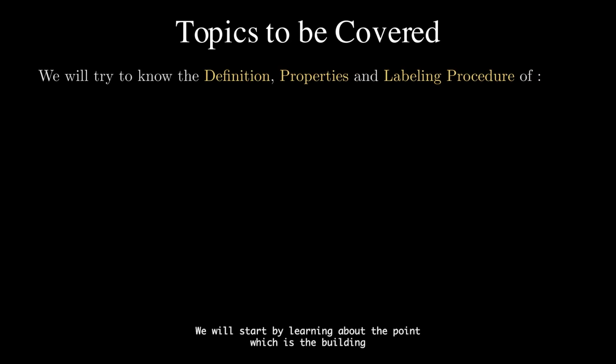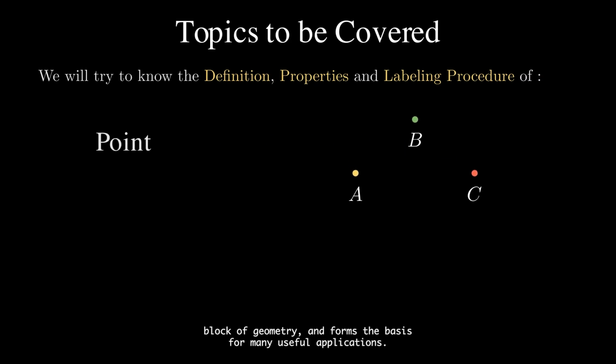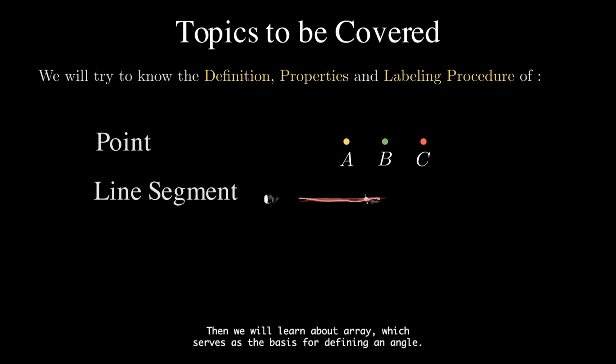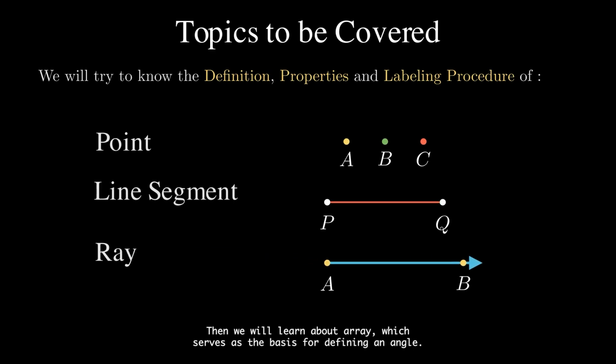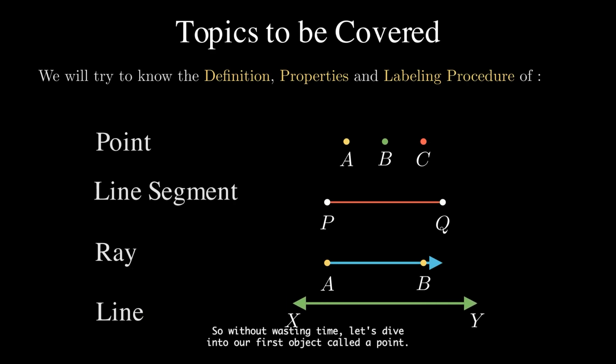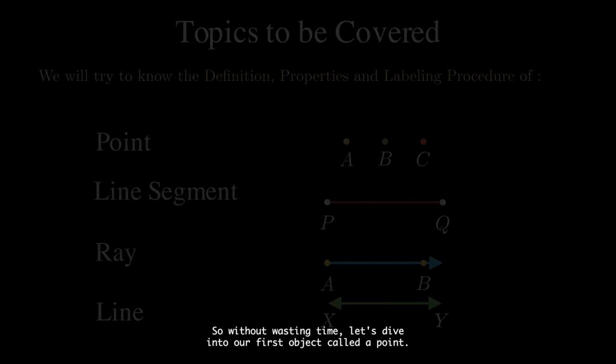We will start by learning about the point, which is the building block of geometry and forms the basis for many useful applications. Next, we will study line segments. Then, we will learn about a ray, which serves as the basis for defining an angle. Finally, we will understand what we mean by a line in a plane. So without wasting time, let's dive into our first object, called a point.